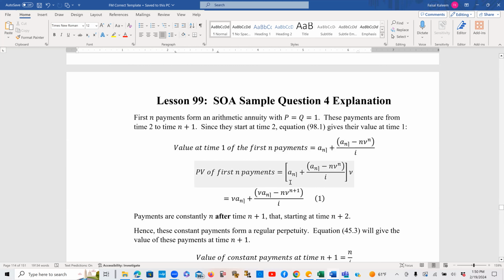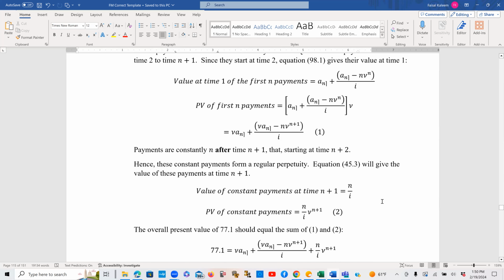So when you distribute the nu, you get the present value of the first n payments as nu a_n plus nu (a_n minus n nu^n) over i. See, this nu is just multiplying here and then here and then here. So when it multiplies here, this power becomes n plus 1. And the payments are then constantly n after time n plus 1, that is, starting at time n plus 2. So this "after" is the key word. They say in the problem that after time n plus 1, the payments become constant at n. So the first time after n plus 1 is time n plus 2.